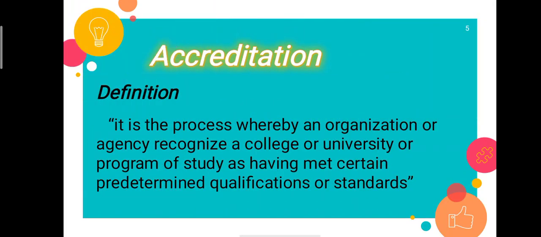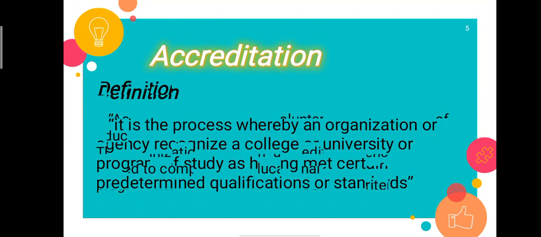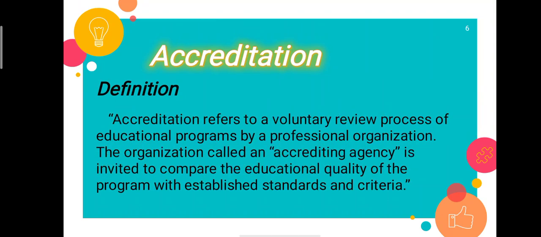According to the definition, it is the process whereby an organization or agency recognizes a college or university or program of studies as having met certain predetermined qualifications or standards. It means that the university or college is recognized by the superior organization once it fulfills some qualifications and the standards set by the organization. The simplest definition is, accreditation refers to the voluntary review process of an educational program by a professional organization. The organization, called an accrediting agency, is invited to compare the education quality of a program with established standards and criteria.